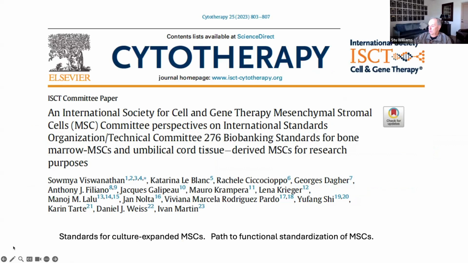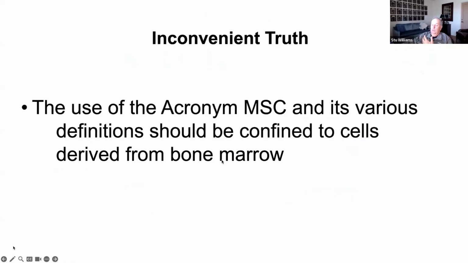This is the latest from 2023 now. In biobanking standards, MSCs. I really want to just leave you with this, an inconvenient truth: the use of the acronym MSCs and its various definitions and forms and functions basically confines it to the discussion of bone marrow cells and leaves the adipose cells alone.